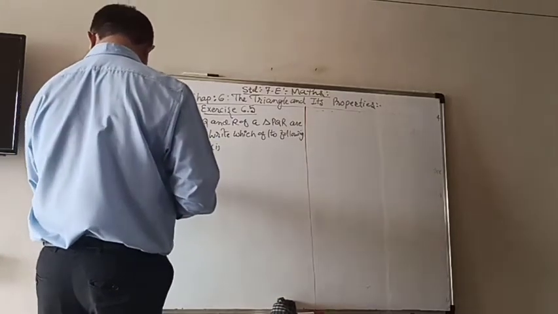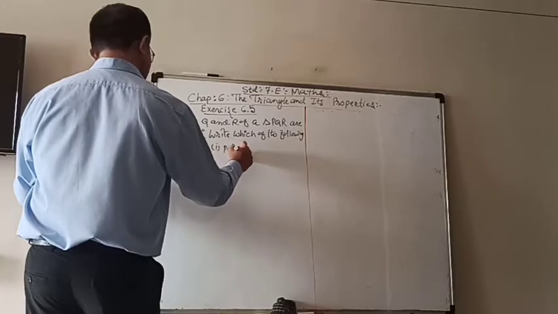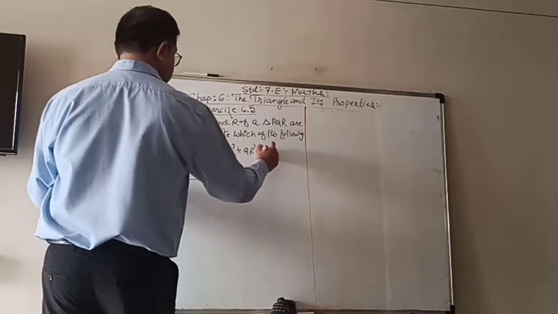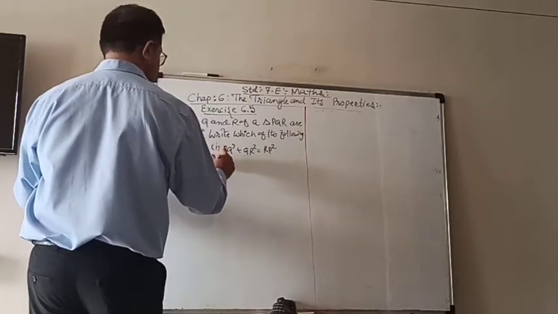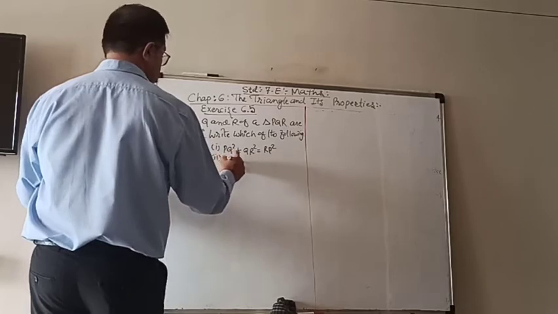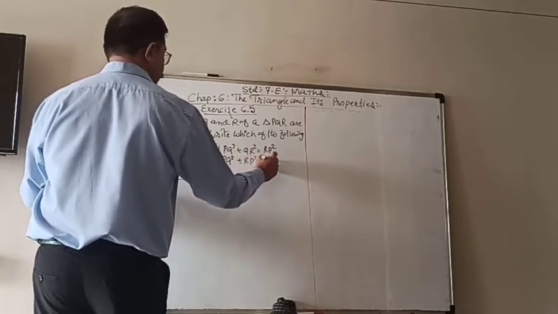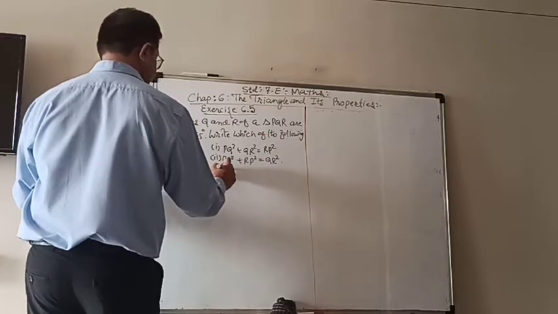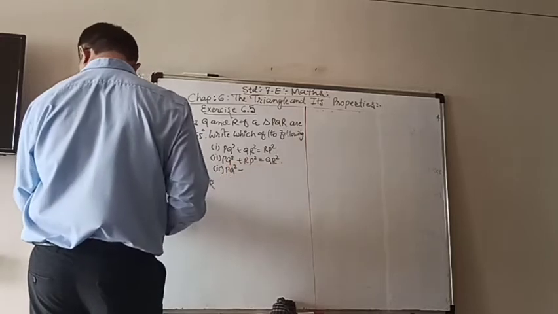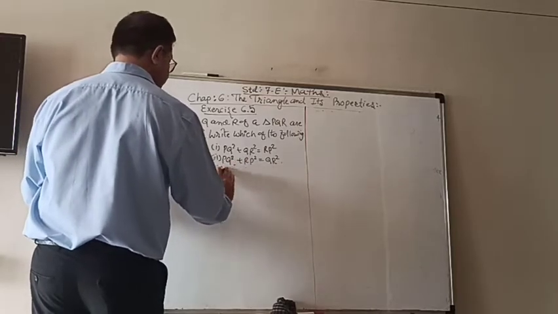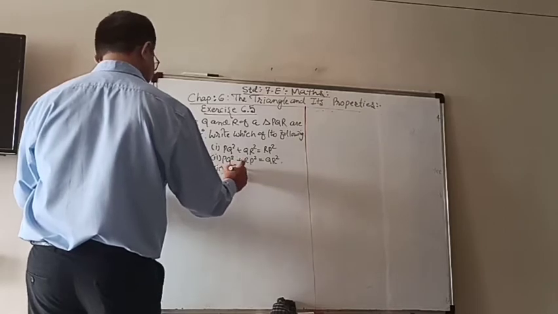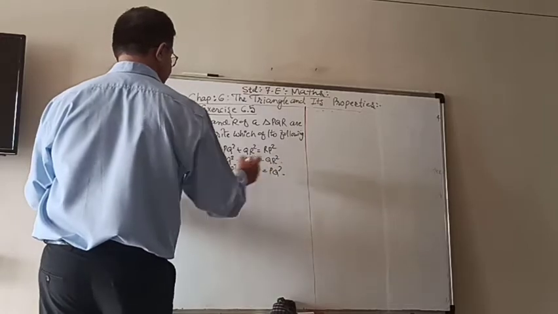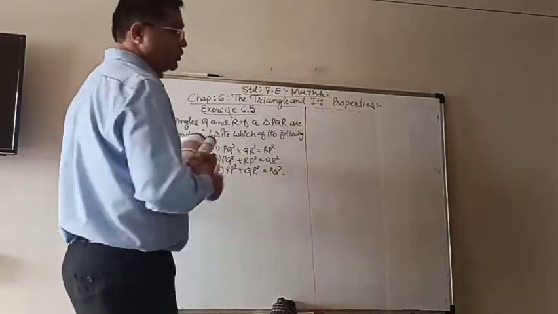Now they have given three things. One, PQ square plus QR square is equal to RP square. Second, PQ square plus RP square is equal to QR square. And third, RP square plus QR square is equal to PQ square. So which of the following will be true?